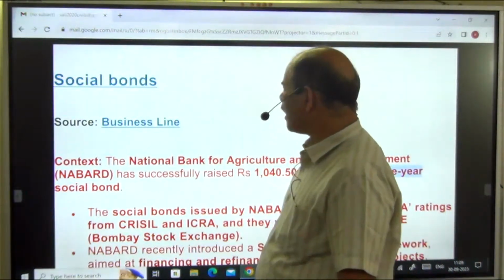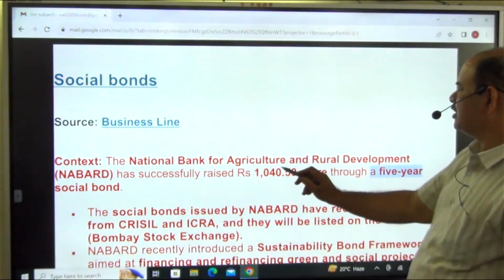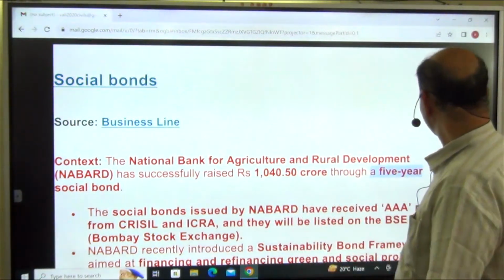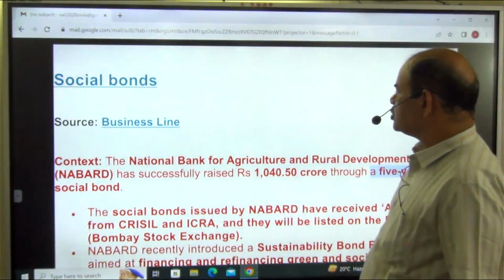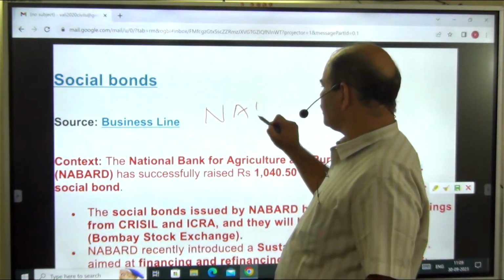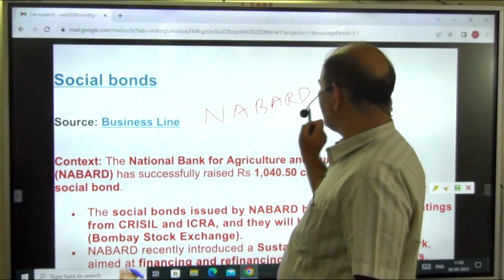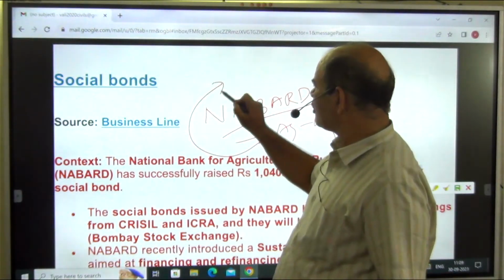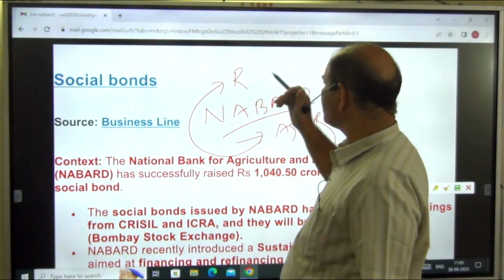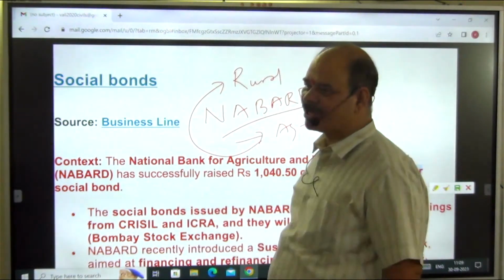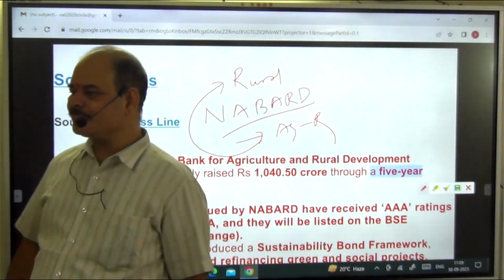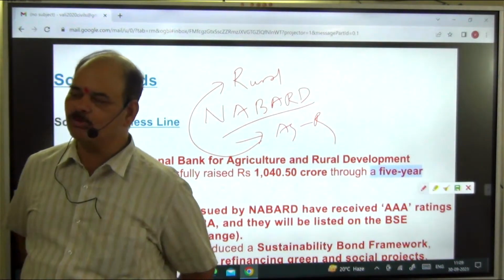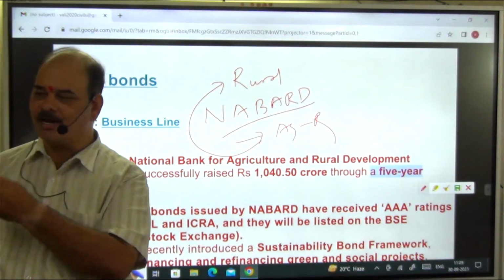You know, NABARD has successfully raised 1040.50 crore through a 5-year social bond. You know, the aim of NABARD is to develop agriculture. It is a refinancing agency, and nowadays it is also concentrating on rural infrastructure, including the power supply. It is also financing small thermal plants or hydel plants, etc.